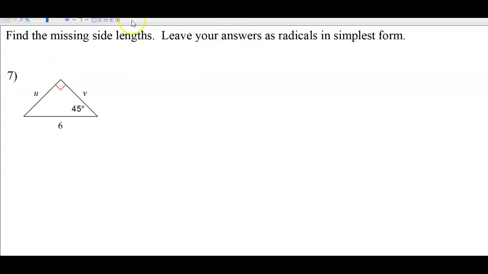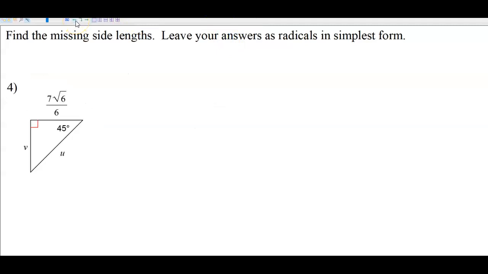All right, let's jump back and take a look at one more type before we move on to our next type of triangle here. Go ahead and write down number 4. Let's take a look. So once again, what kind of a triangle is this? It's a 45, 45, 90. And we know that on a 45, 45, 90, the legs are the same. So that means this one will have to match this one. They are both 7 radical 6 over 6.